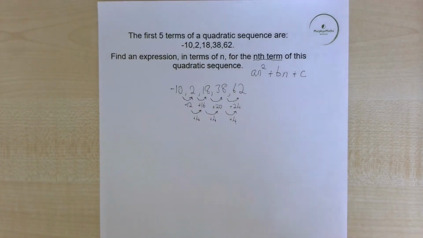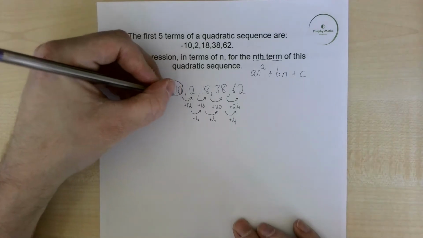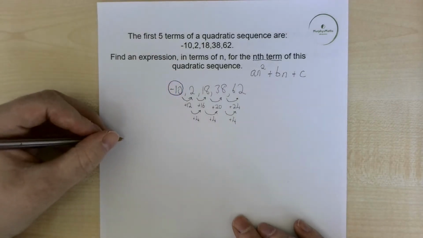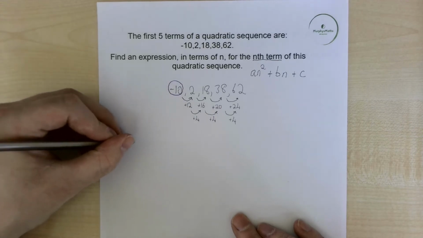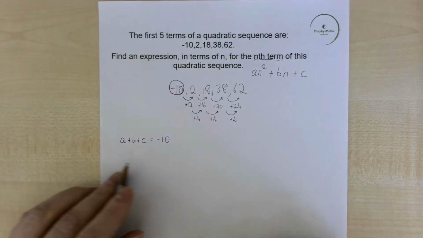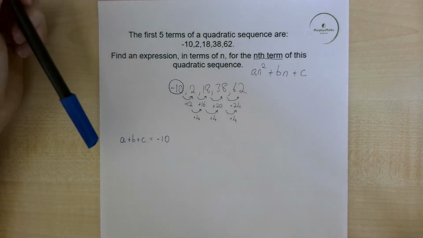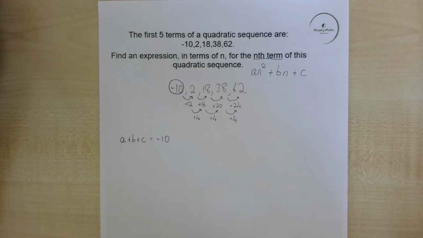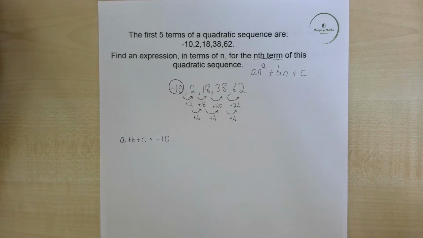Second step, and this is probably the hardest bit because you need to remember these expressions. We're going to take this first number, minus 10. What I'm going to do is form an algebraic equation with it. I'm going to say a plus b plus c is equal to minus 10. I'm not going to do anything with that at the moment because, as you notice, we've got 3 variables which doesn't make it solvable at the moment. If I can find the value of 2 of these variables, then I can find that third one.